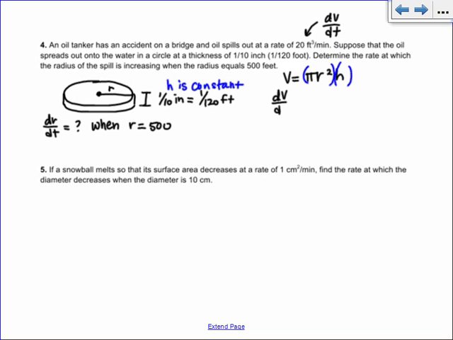If I take the derivative of this, I actually would need to do the product rule. So I have dV over dt equals pi r squared times dH over dt, the derivative of h, plus the derivative of pi r squared, which is going to be 2 pi r dr over dt, times h. But since h was constant, dH over dt is equal to 0. It's not changing at all. That thickness is the same throughout.